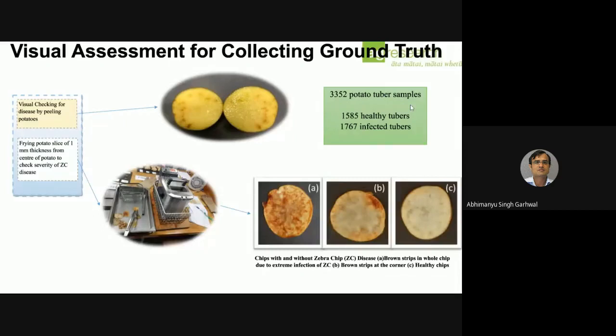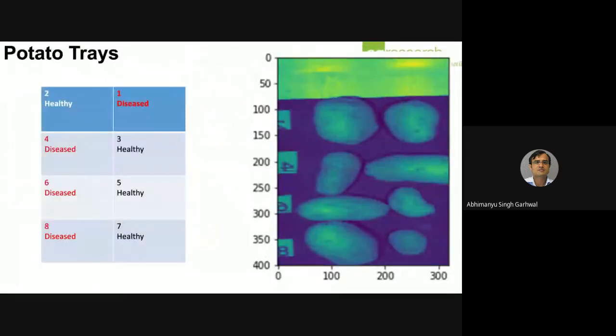3352 potato tubers are scanned. Out of that, 1585 are healthy tubers and 1767 are infected tubers. So more than 50% of the potatoes are diseased, in a mix of potatoes. It's not like all healthy or all diseased. So now I know number one is diseased, number two is healthy, number three is healthy, number four is diseased, number five healthy, number six diseased, seven healthy, eight healthy. We use the same numbering system, so we can easily track back which one is diseased and which one is healthy.